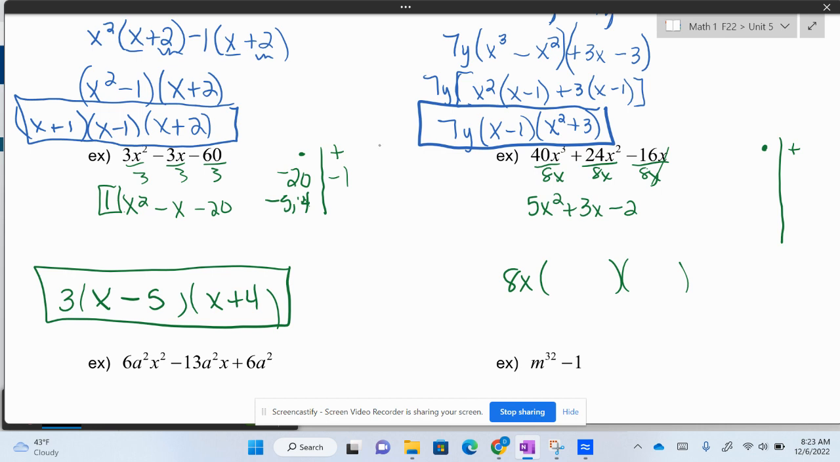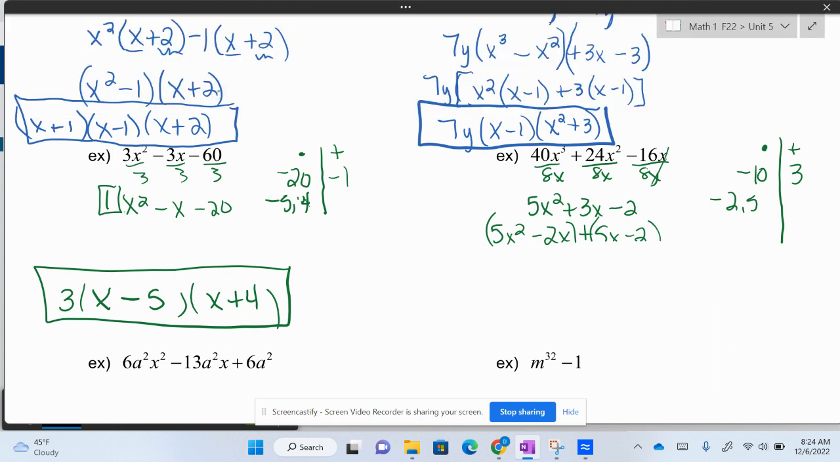Times plus chart. 5 times negative 2, that's negative 10, adds up to 3. What two numbers can I multiply together to get negative 10 that when I add them, I get a positive 3? Lanaya. Negative 2 and 5. So that gives me 5x squared minus 2x plus 5x minus 2. Okay, so I'm going to do this little doodad right here. I'm going to move this down a little bit. Sorry, because I'm going to run out of room.